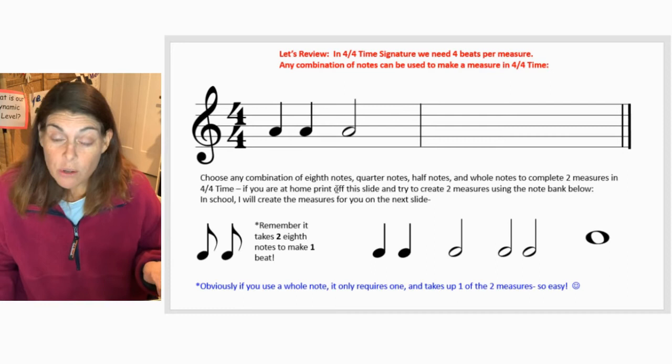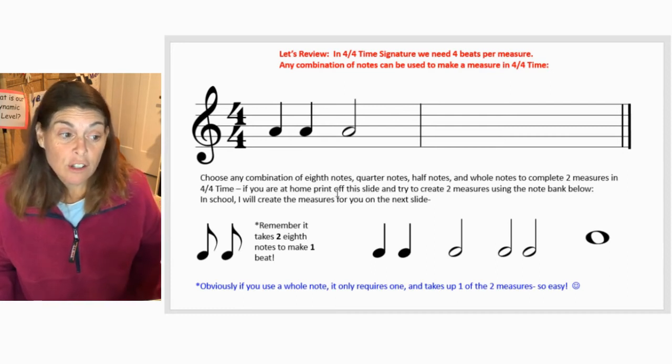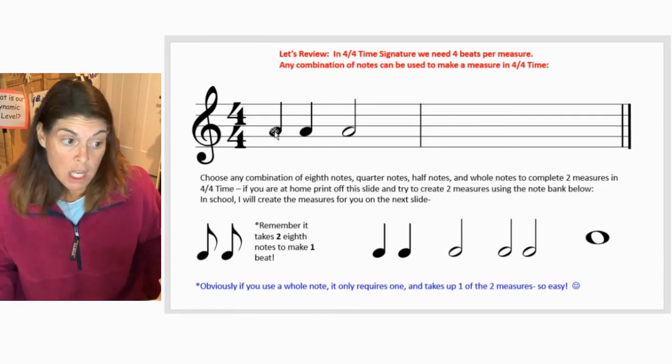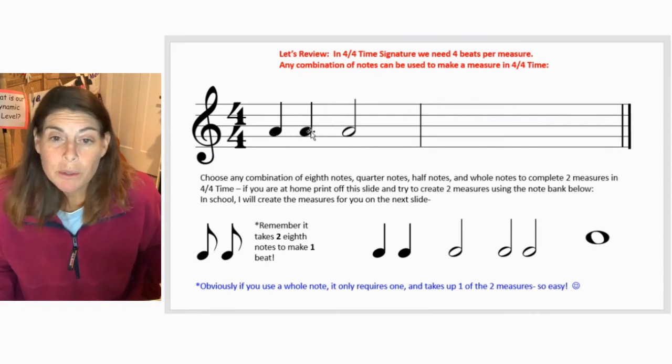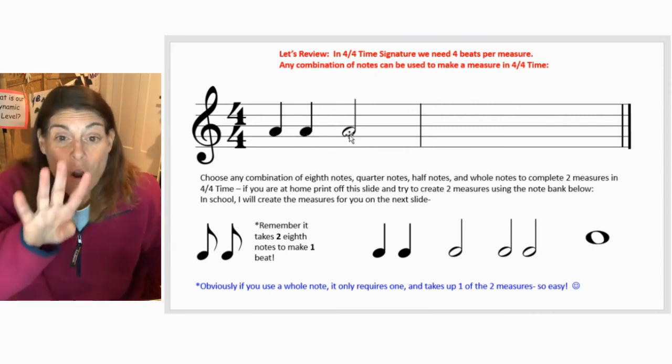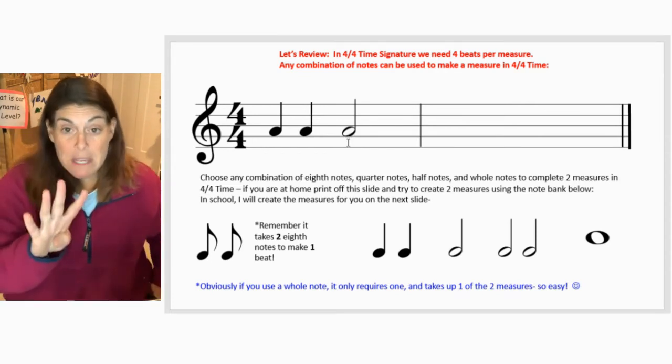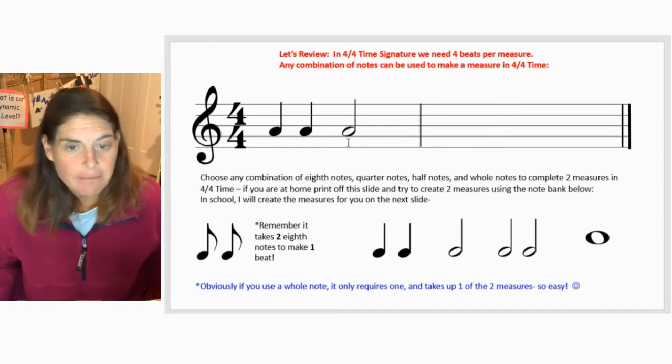And we know that if you look at the cursor that I'm pointing at, 1 plus 1 plus 2 equals 4. So that's 4 beats. Now let's finish it.